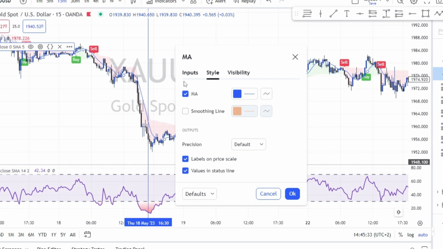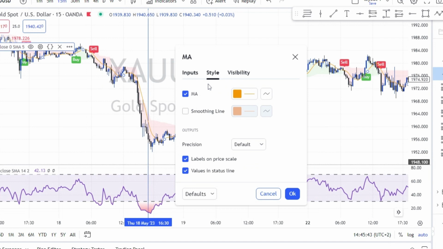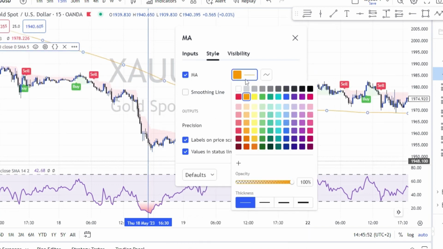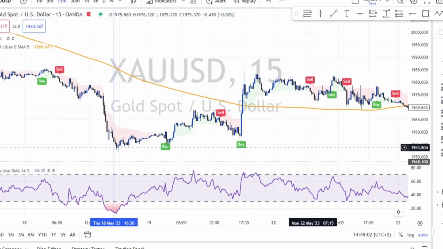So go into the settings of your MA, change it to orange or whatever color that seems to be visible to you. Then on the input, make it a 200. Then let's make it visible a bit. Now with the MA added, we now have our complete strategy.